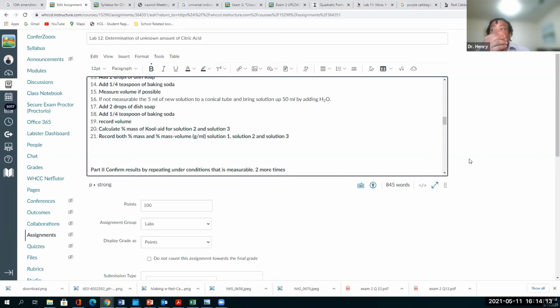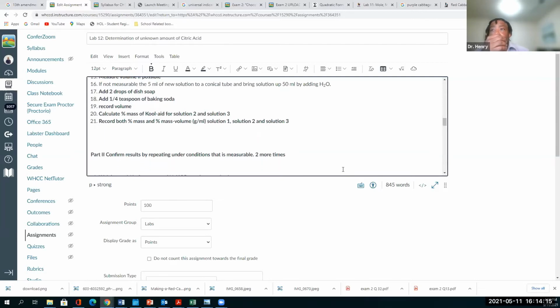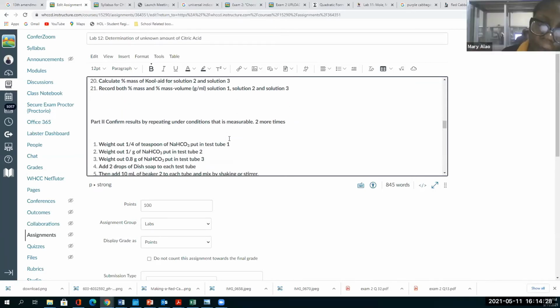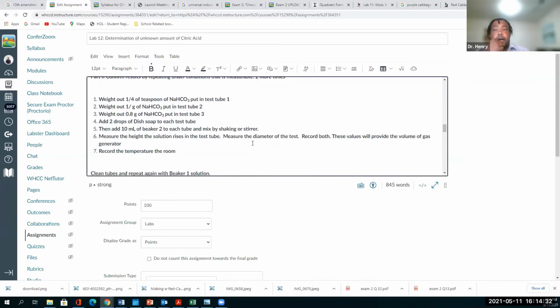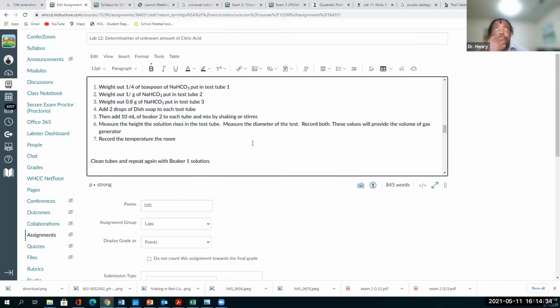Okay, then after that, what happens? After that, you're going to record the data. You're going to record your mass, your percent mass, the one that you're actually using. You're going to record the percent volume, and then you're also going to record the volume that you actually got. And you're going to use the volume to calculate the number of moles that you have for your acetic acid.